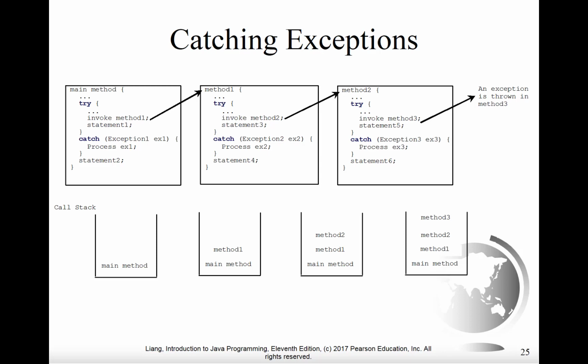Well, we know we're going to bail out of the rest of the try block, so statement 5 is never going to execute. We move on to our catch block, and we check to see if this is an exception 3. If it is, we'll catch it. Well, it is an exception 3, so we are going to catch it, which means we will process exception 3 in the next line, in fact, the only line inside of the catch block.